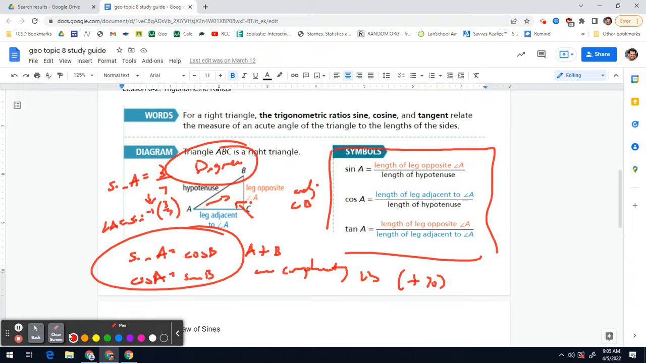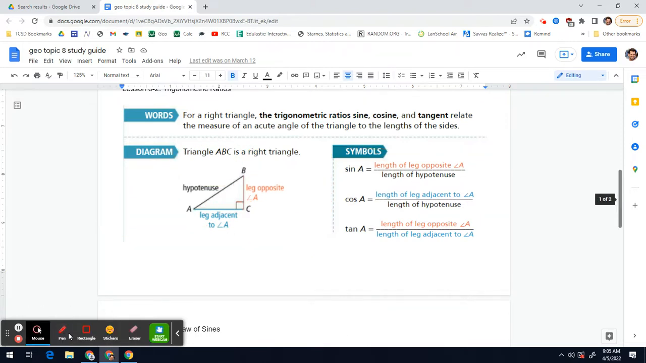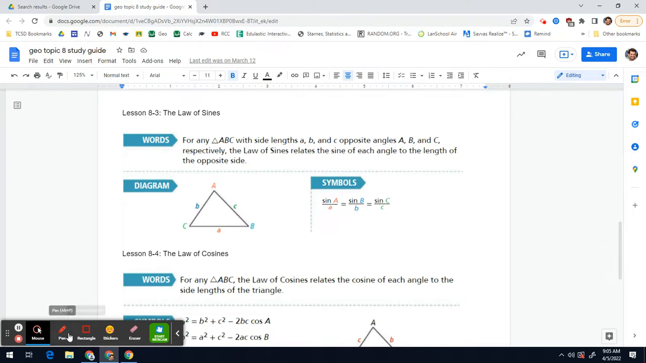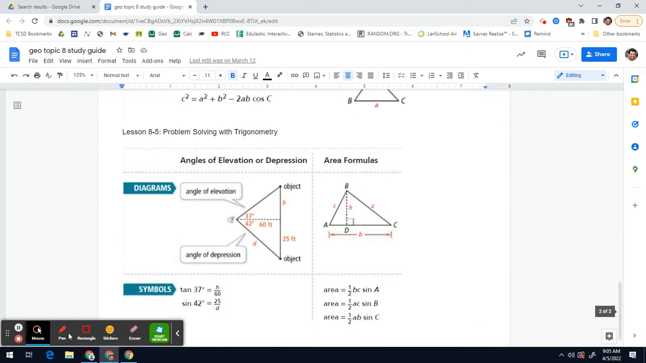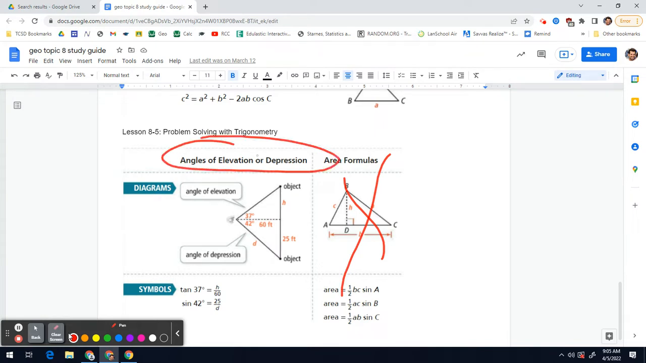Okay. So again, trig, I would make sure I take an extra look at this. Now, the law of sines and cosines is not going to be on there. Those are extra topics. But then your applications will be, right? So I don't think the area formula involving trigonometry is going to be on there, but I know that angles of elevation and depression will be on there, right?